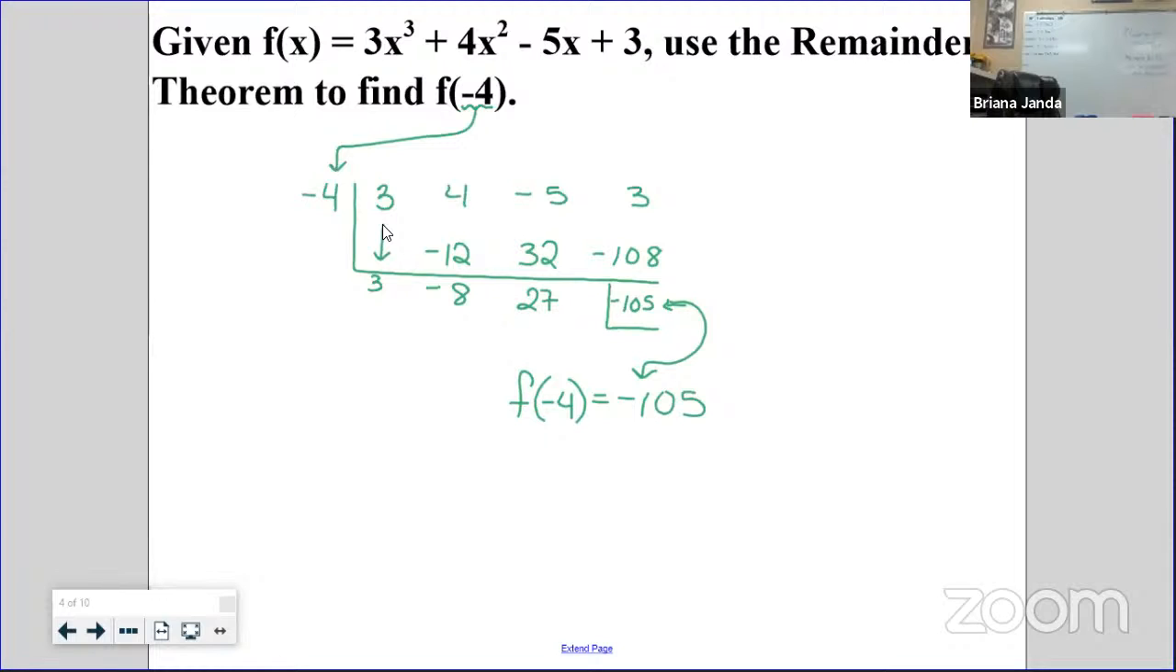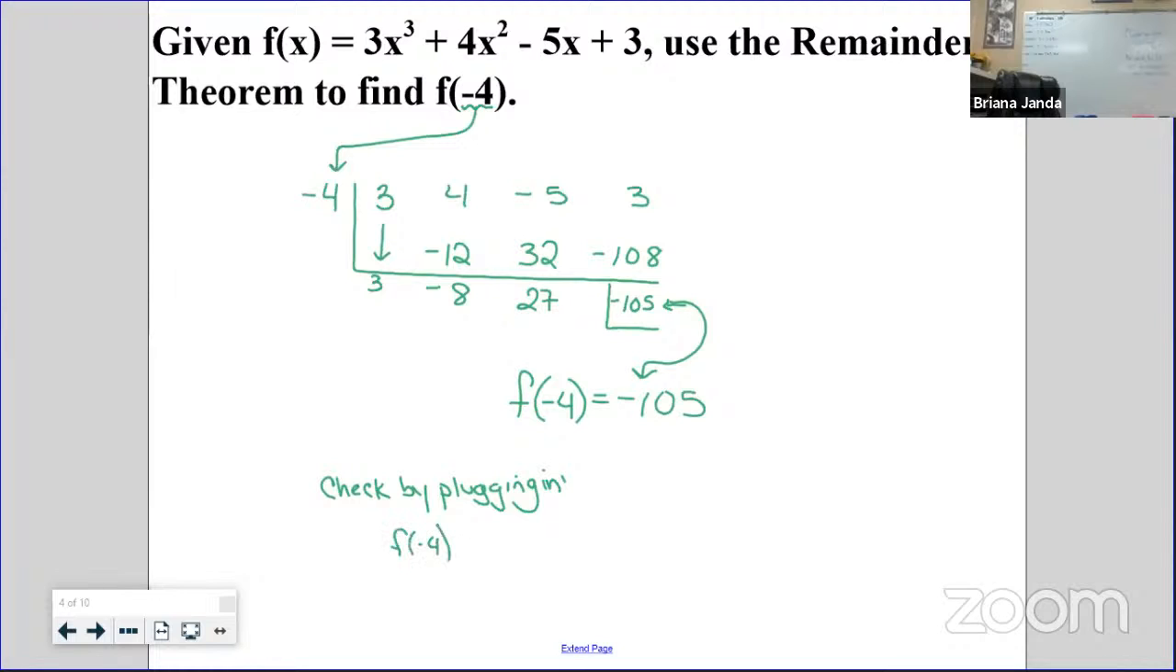Now, those are the same answer. So could I check myself by plugging it into the function? Yes. I would not do this. But if I were on a test and I wasn't sure that I did this correctly, could I? But look at what happens on this one.